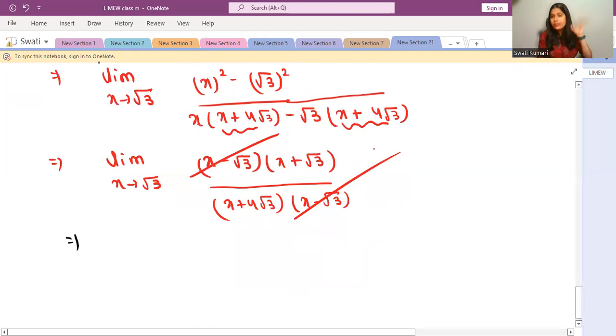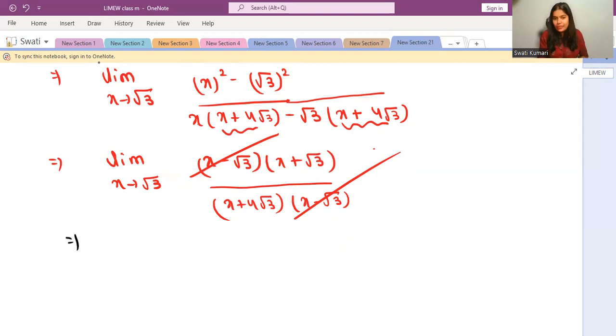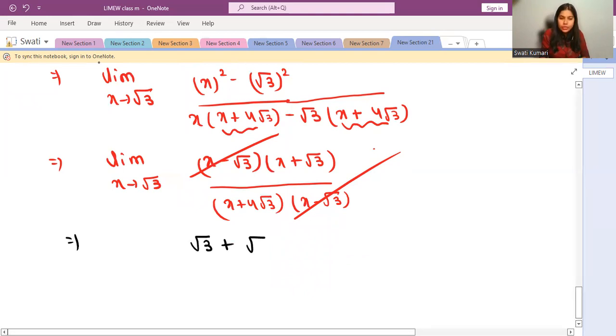Now let's not waste our time and directly put the value of limit. In this question also, if you directly put the value of limit, which is root 3, you will get an indeterminate form. We cannot do that, so we have the option to simplify the question and then put the value of limit. So here, if I put the value of limit, this will become root 3 plus root 3, and at the place of x, again root 3 plus 4 root 3.